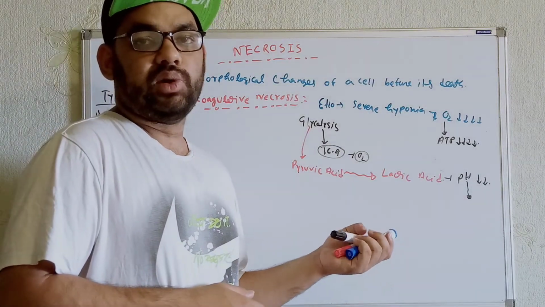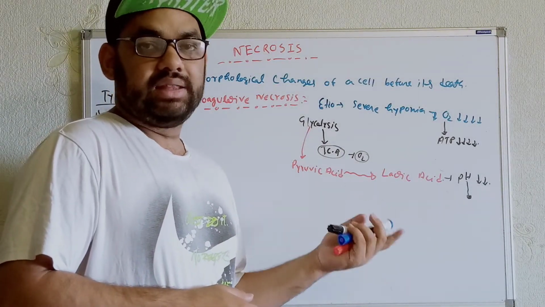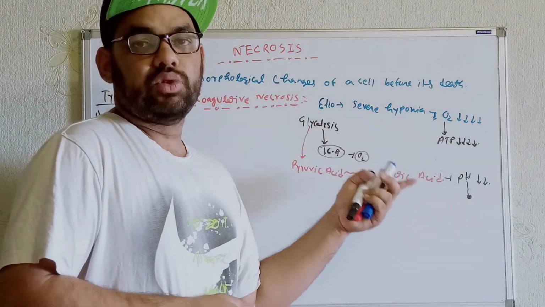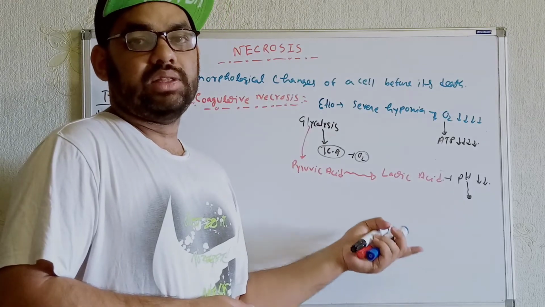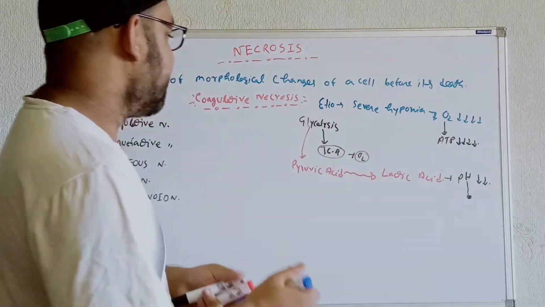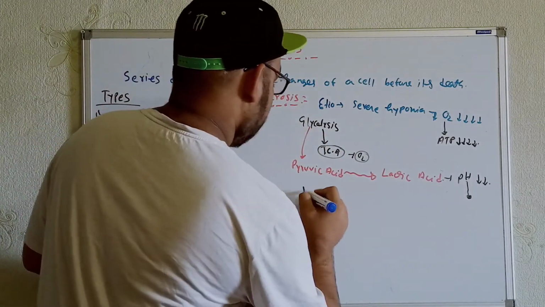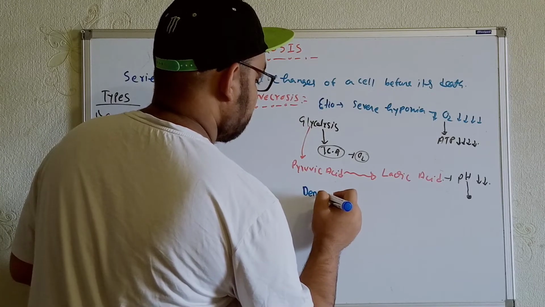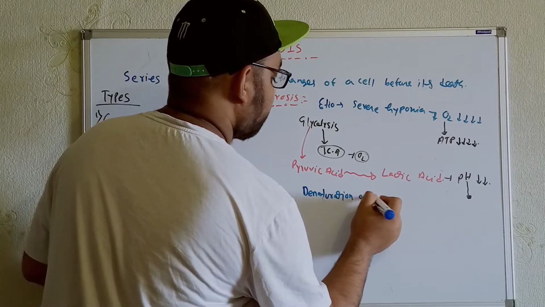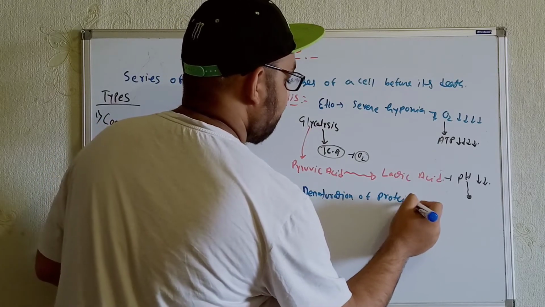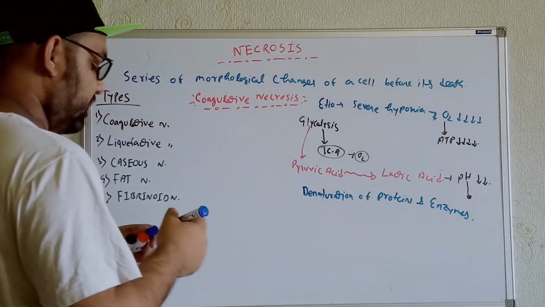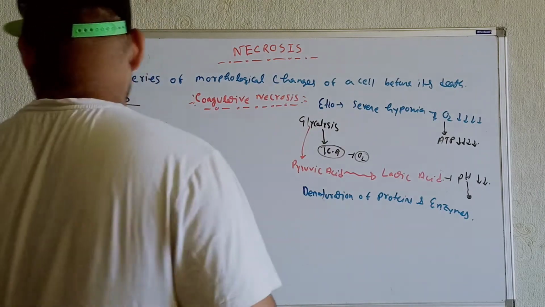There will be denaturation of proteins and enzymes, because for enzymes to work clearly, they need to have the optimum pH. But if the pH is getting decreased, the enzymes will not be able to work properly. The same thing applies in the case of proteins. So we will see denaturation of proteins and enzymes because of the pH getting down.